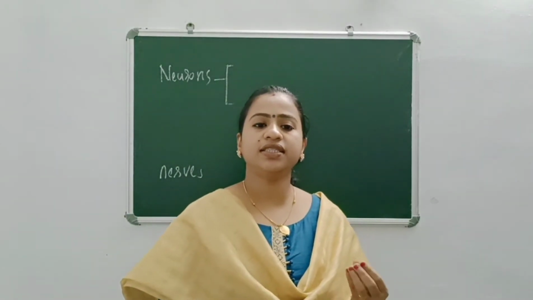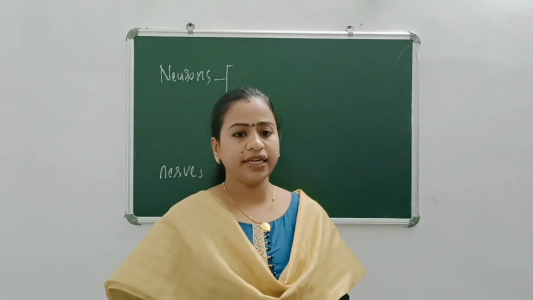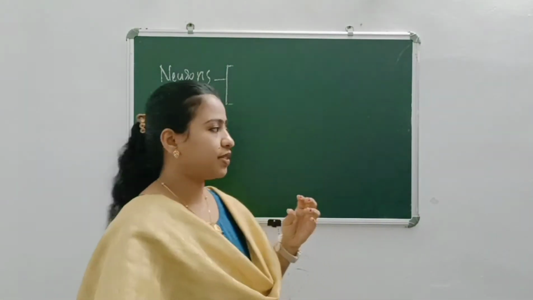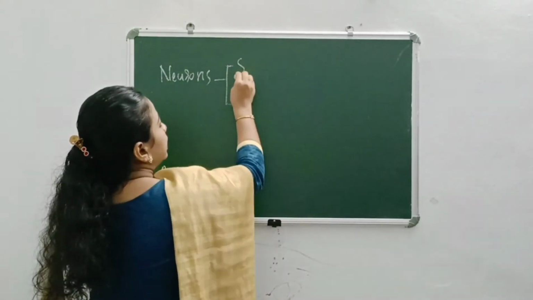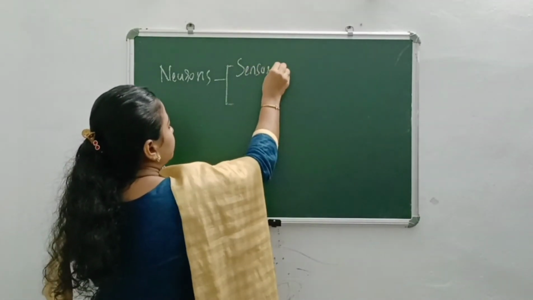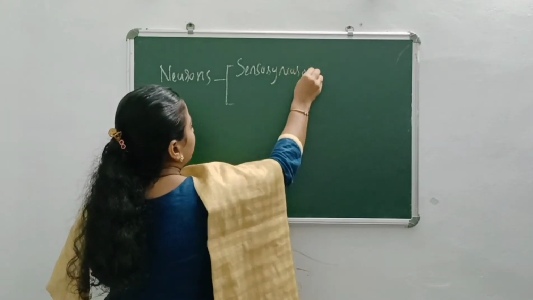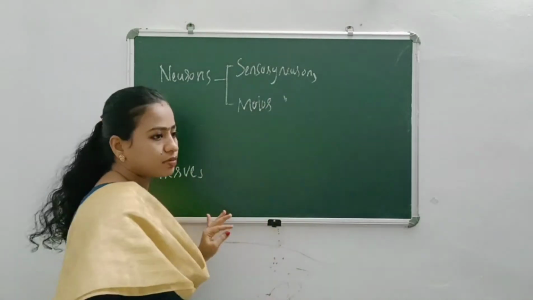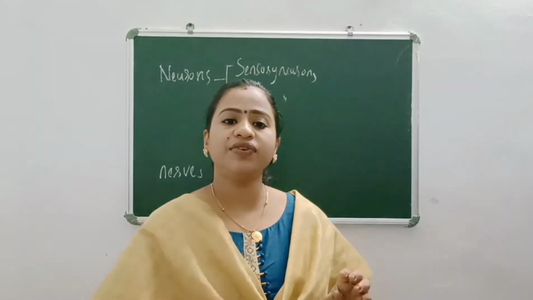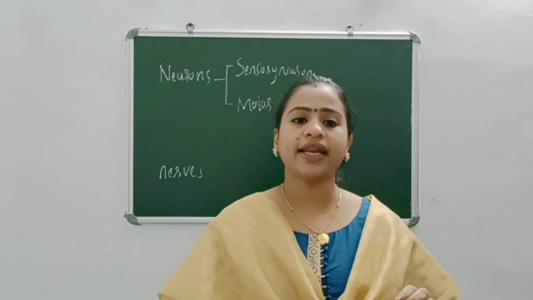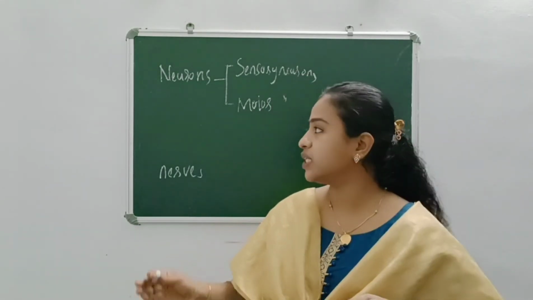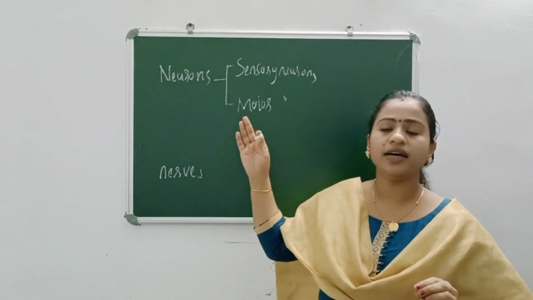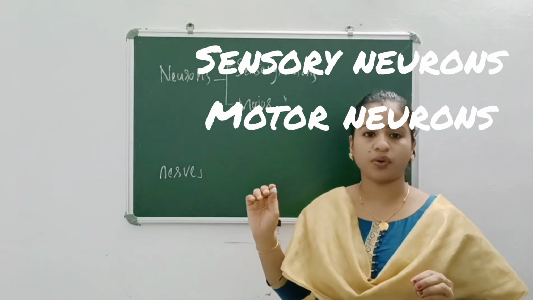Neurons are the structural and functional unit of the nervous system. The neurons can be classified into two types. They are sensory neurons and motor neurons. This classification is based on the direction of the impulses. Okay, based on the direction of the impulses, the neurons are classified into two types: sensory neurons and motor neurons.